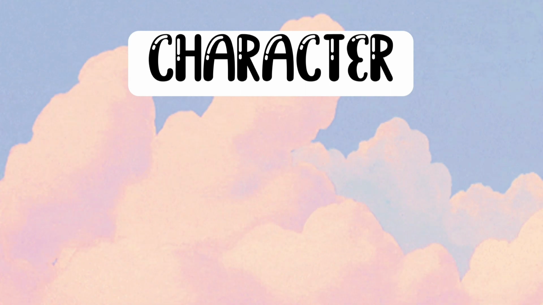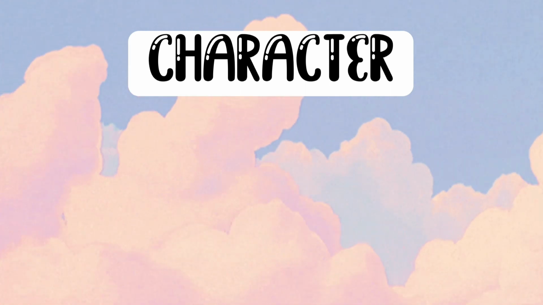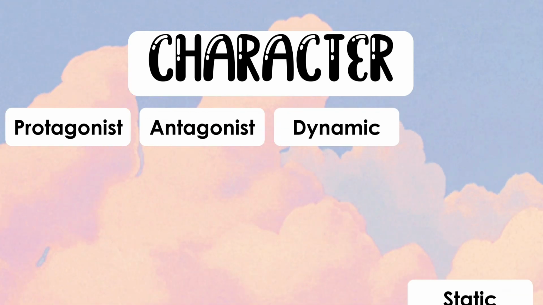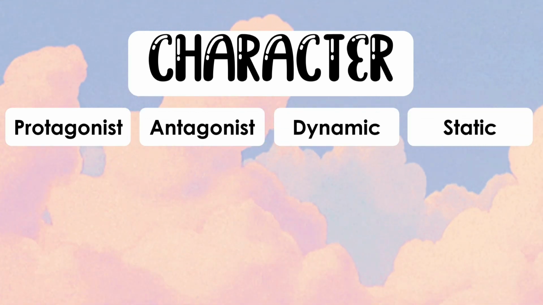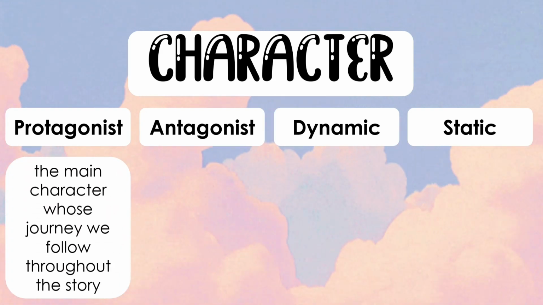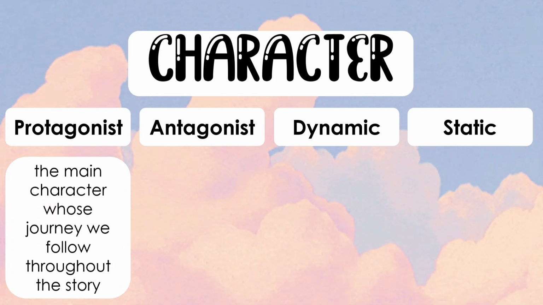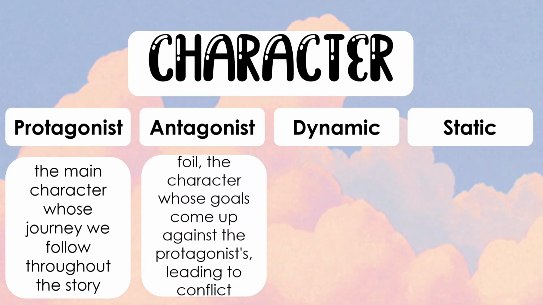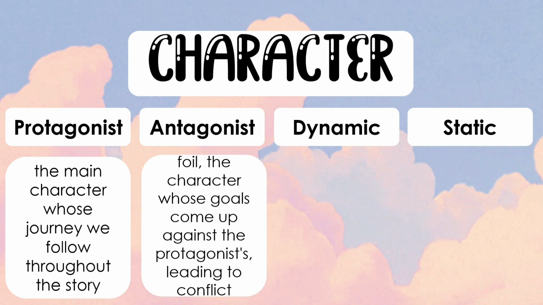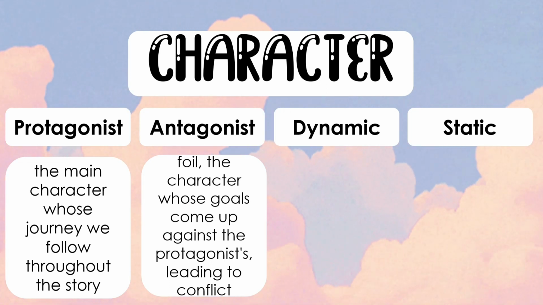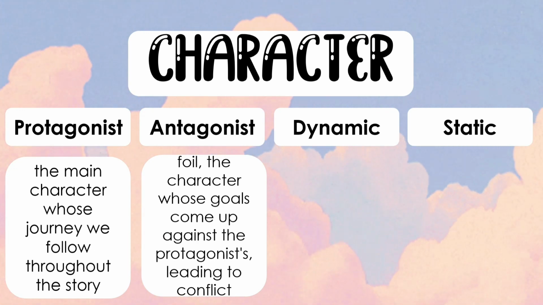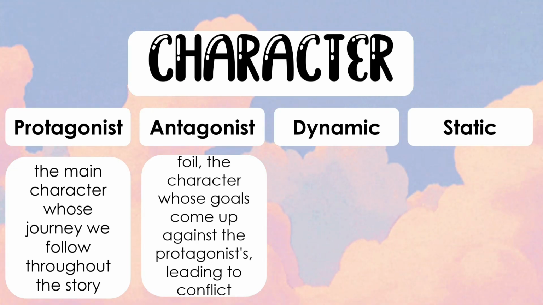Let's go now to the character types. Do you remember the character types? We have the protagonist, antagonist, dynamic, and static. When we say protagonist, these are the main characters whose journey we follow throughout the story. When we say antagonist, they are also known as foil, the character whose goals come up against the protagonist, leading to conflict. In short, they are the ones who make conflict in the story.